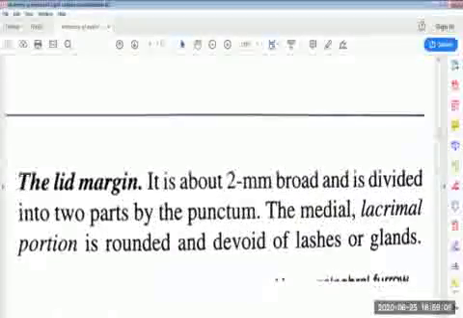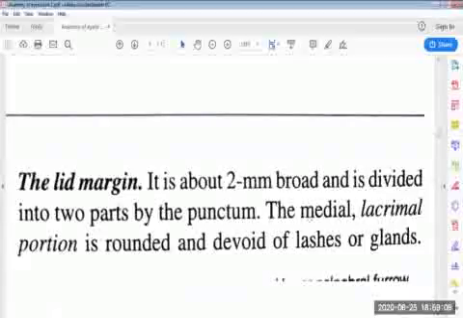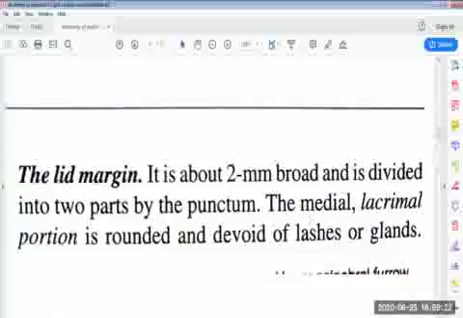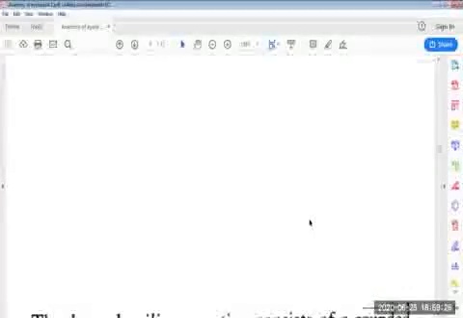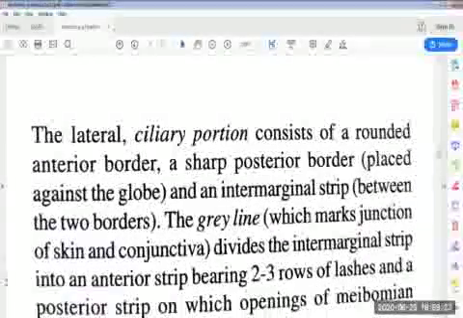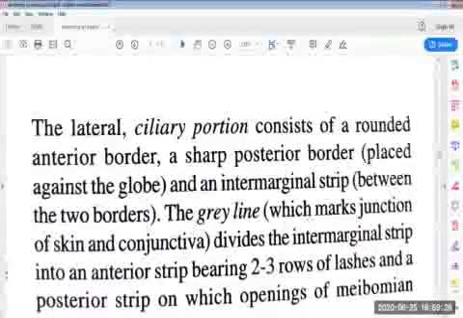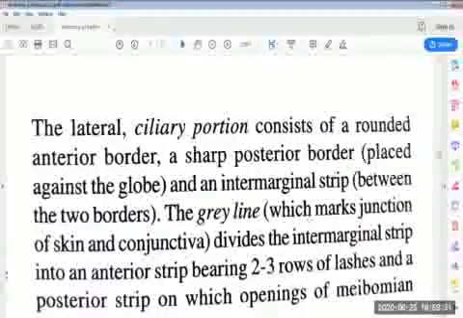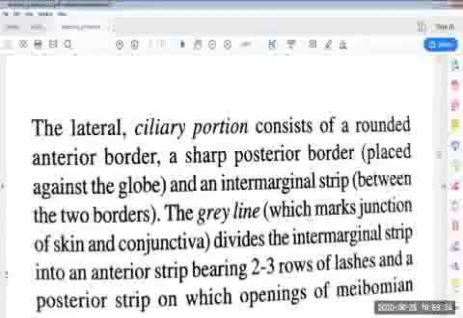Then we come to the lid margin. It is about 2 millimeter broad and is divided into two parts by the punctum. The medial lacrimal portion is rounded and it is devoid of lashes or glands. The lateral is called the ciliary portion and it consists of a rounded anterior border, a sharp posterior border, and an intermarginal strip between the two borders.